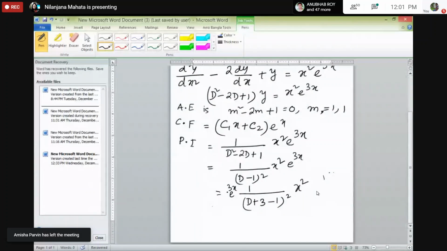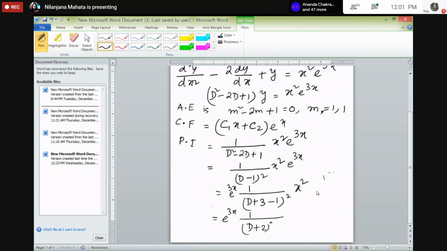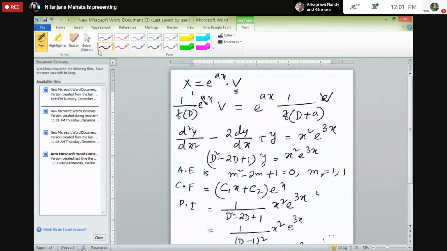Then your e to the power 3x will be on the left side of the operator, so it is already operated. We have to just operate this operator on x square only. Now this is nothing but e to the power 3x times 1 by (D plus 2) square, x square. Just as in the previous example, we will expand it in terms of D, operate on x square and we will get the result.